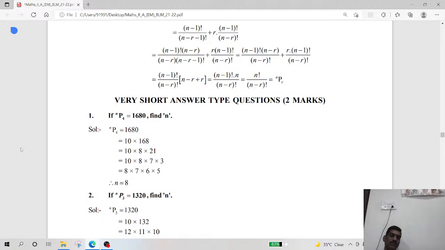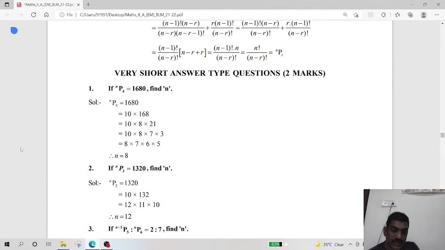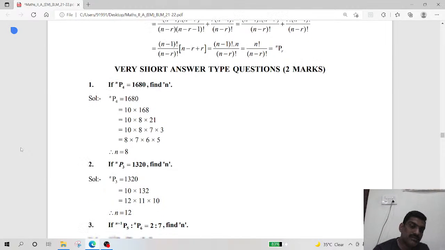Next, nP3 is equal to 1320, then find n. Already in the above question we followed factorization. Here also you can follow the factorization. 1320 is 10 times 132, that is 12 times 11 times 10. So n is equal to 12.